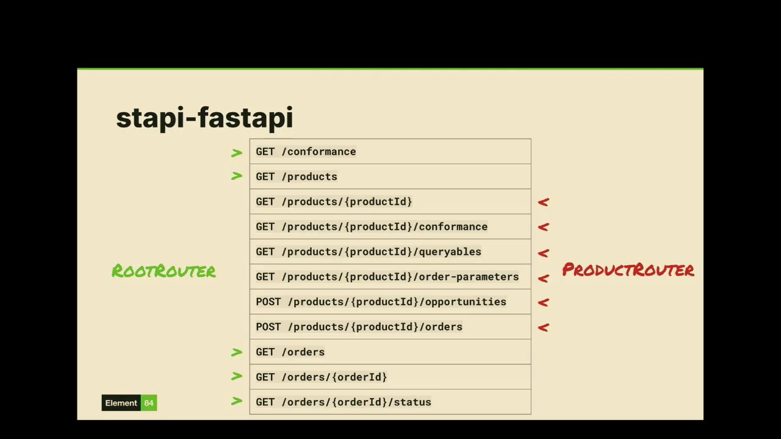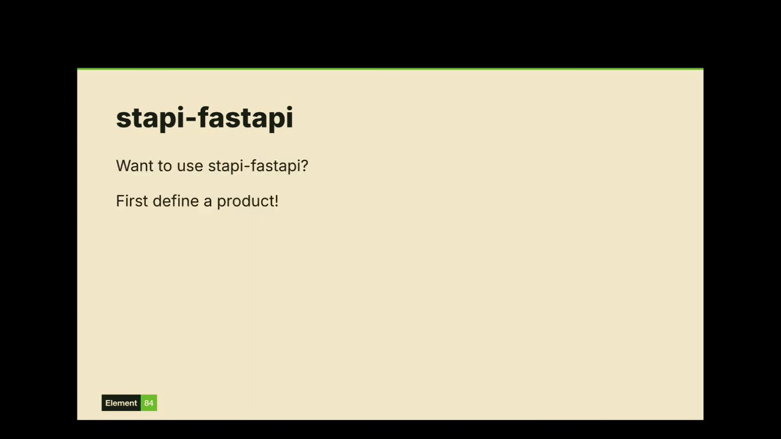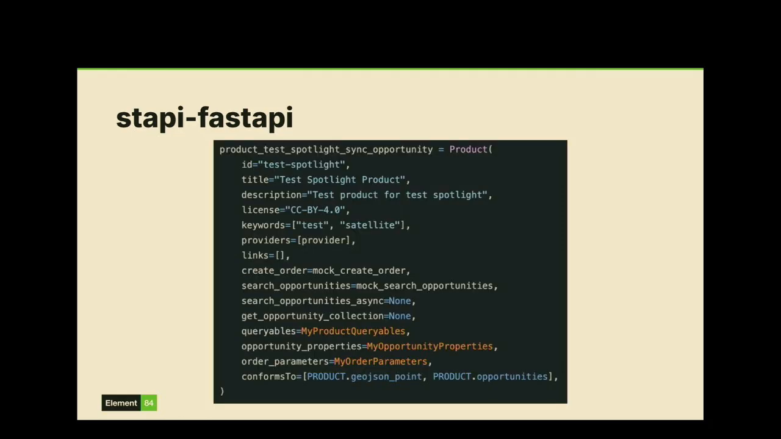So how do you use this? If you wanted to create STAPI for your own data products and for your users to be able to task and order data, you would use STAPI FastAPI. Inside STAPI FastAPI, we have two high-level abstractions that we use for providing the endpoints of the API. We have a root router, which would be everything at the root of the API, and then we have a product router for product-specific endpoints. Okay. So if you want to use this, first thing you need to do is define a product for those product-specific endpoints. So this is an example of what a product could look like.